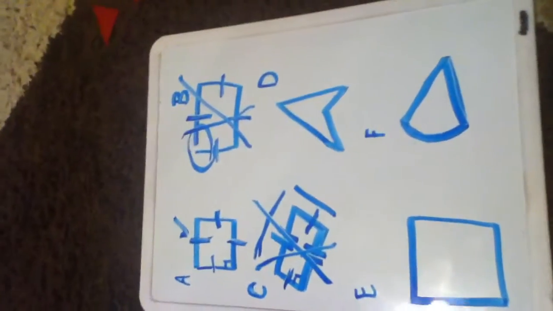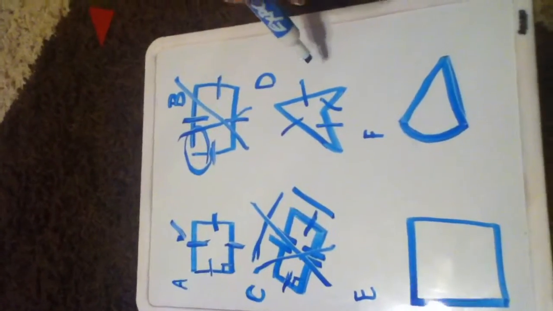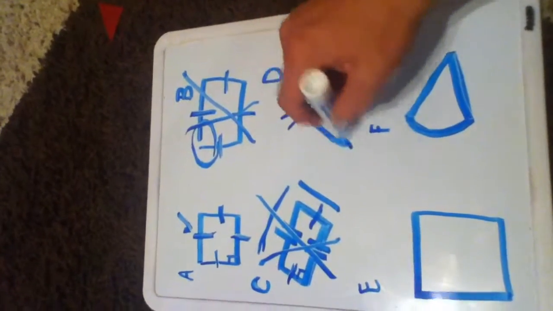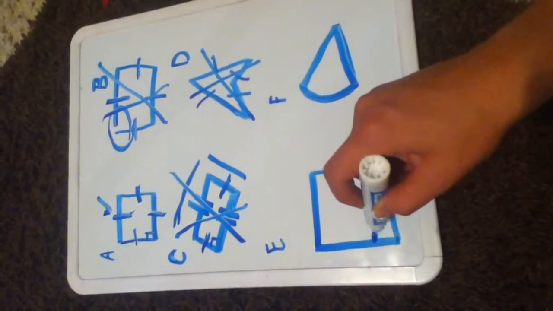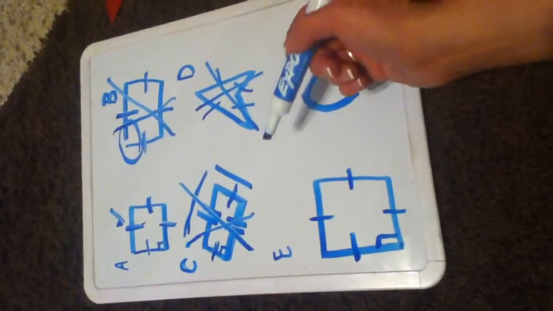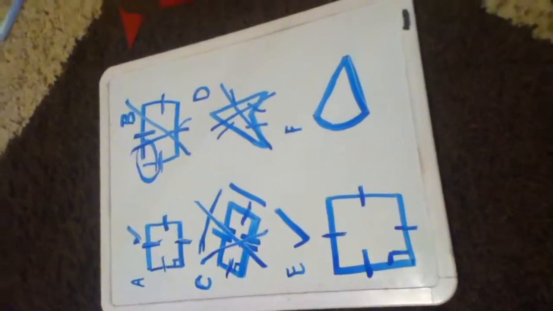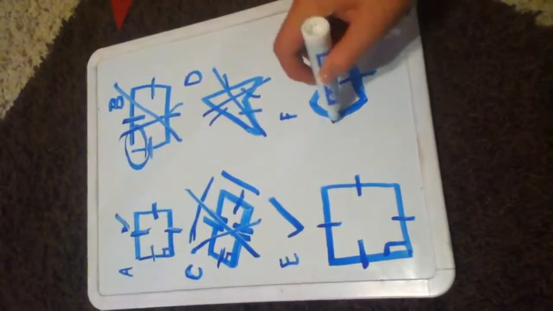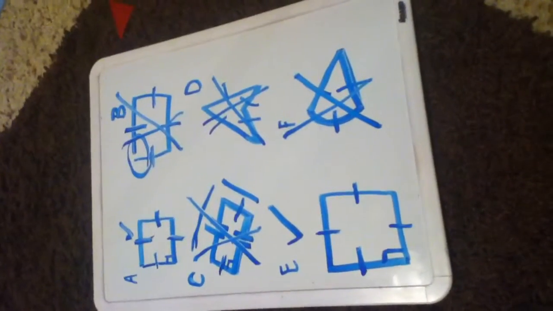What about figure D? It has 1, 2, 3, 4 sides, but it is not a square because they are not equal sides. So D is not a square. What about E? Right here we can draw our little box. 1, 2, 3, 4 sides. Is this a square? Yes, good. So right now, so far we have A and E are squares. Let's look at figure F. Is F a square? It has 1, 2, 3 sides. So we know that F is not a square because we already know that squares have 4 sides.